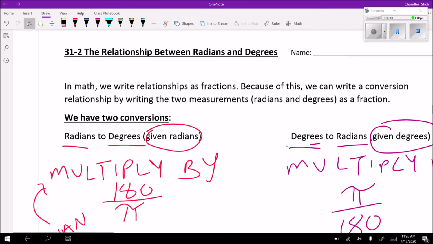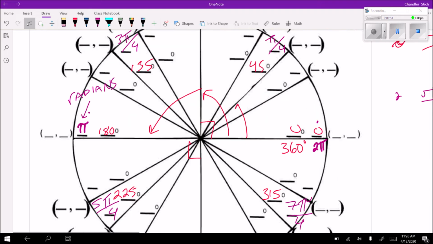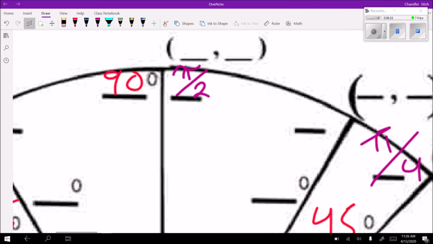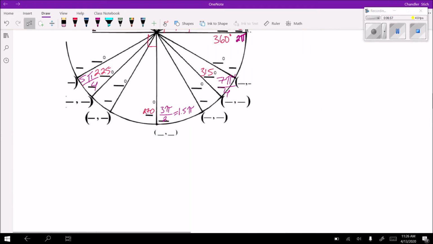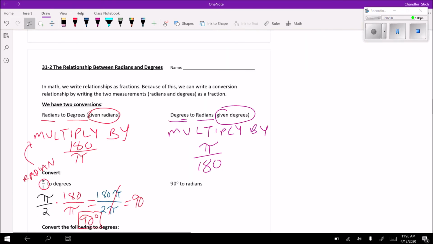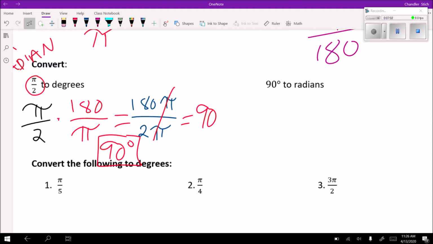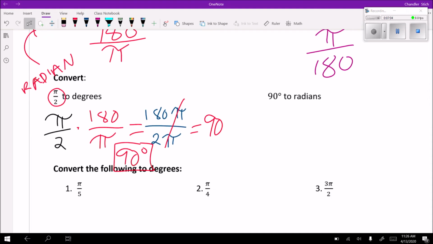If I look up at what I did yesterday, 90 degrees, pi over 2, you see how those are at the same point? Well, that's exactly what we just did here. We converted. We were given the pi over 2. I want to know how many degrees that was. Without looking at my unit circle, I got 90 degrees.